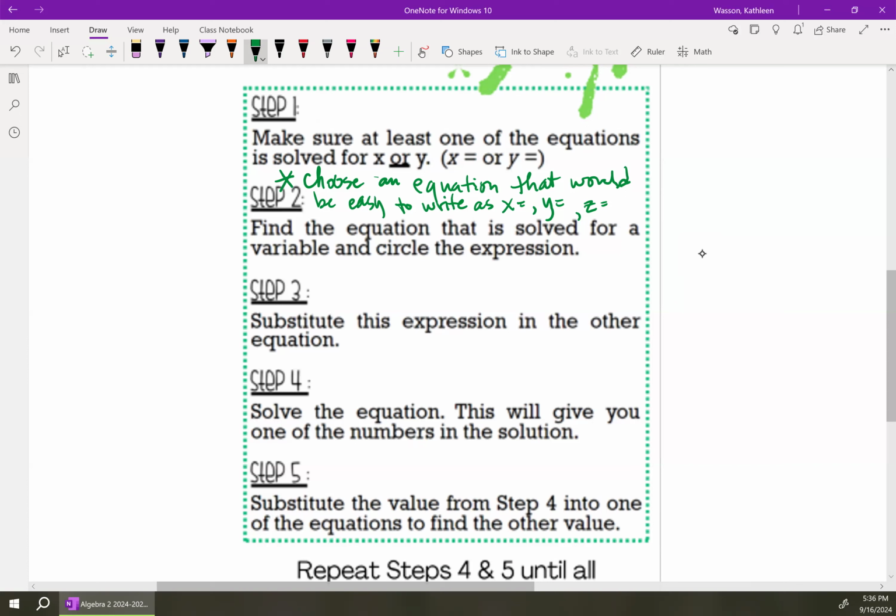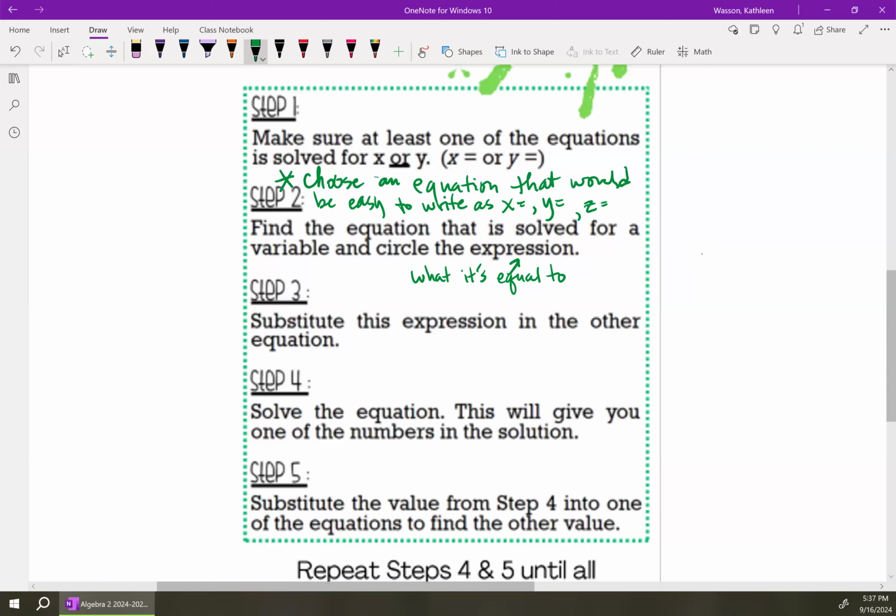Step 2, find the equation that is solved for a variable and circle the expression. So circle what it's equal to. Then step 3, substitute this expression into the other equation. So take the variable out of the other equation and put what the variable is equal to.